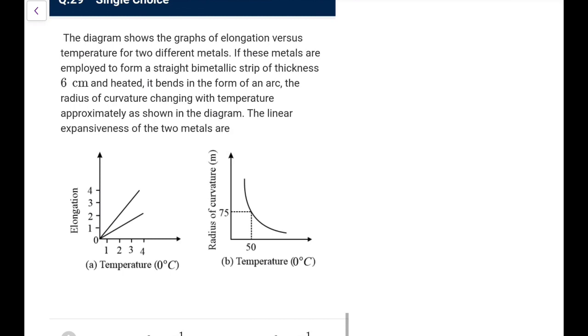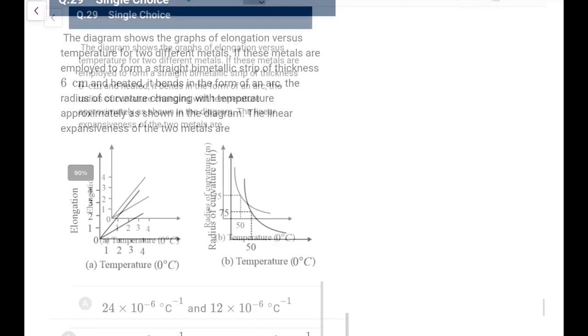The linear expansivity of the two materials are given. Okay, so it's a nice thing to start with. So at temperature 50, the radius of curvature comes out as 75, and the elongation of both are given like this. So first of all, what we can say, just make out the slope.